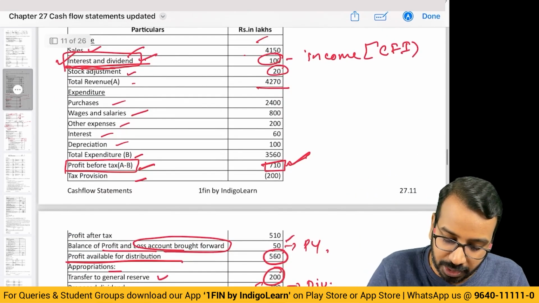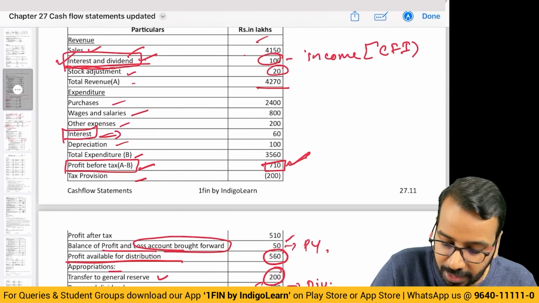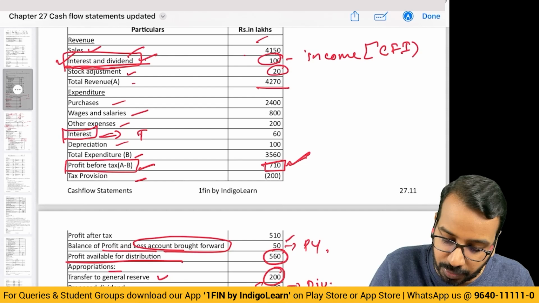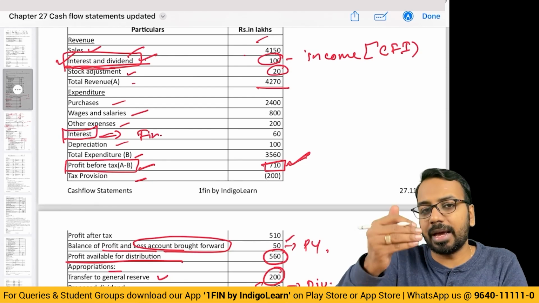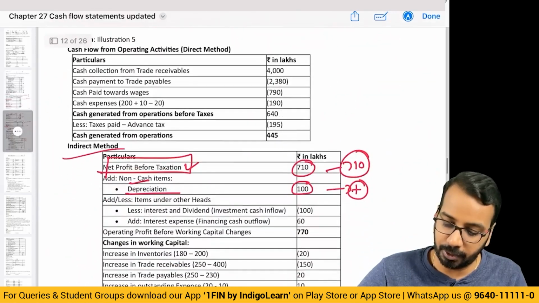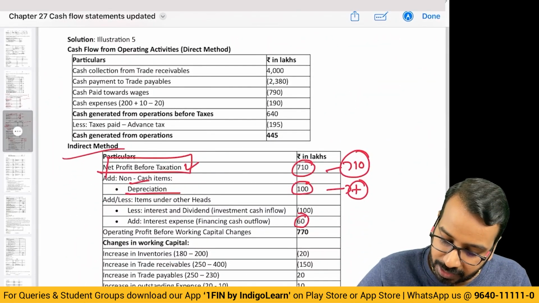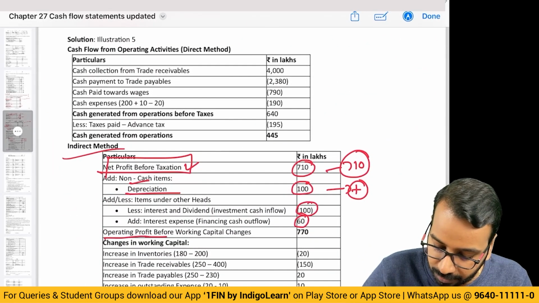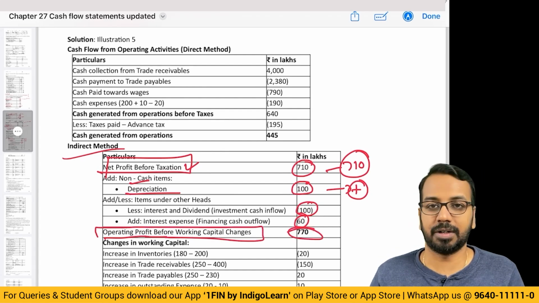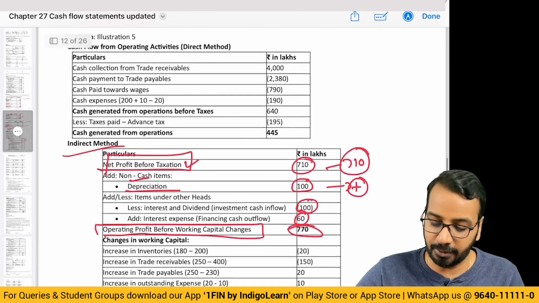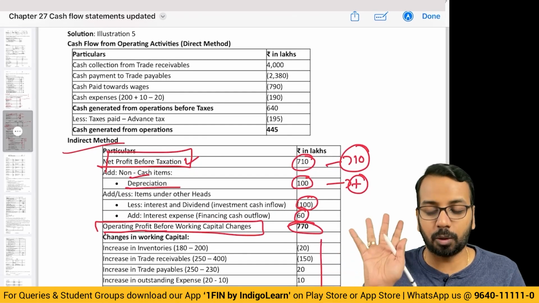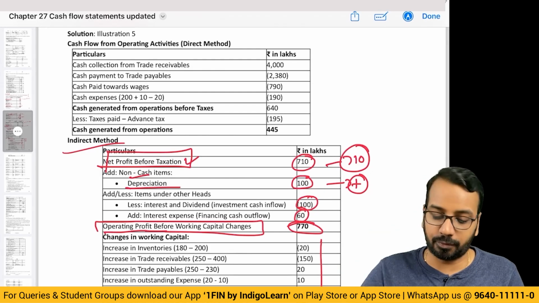Then here you have this interest. Unless it is mentioned specifically, we will assume that this pertains to financing activity. Now expense I will add back, income I will reduce. So add back expense, reduce income, and you get operating profit before working capital changes, that is 770. This is a simple adjustment. Then this one you should be able to do blindly, without any trouble, with my formula.